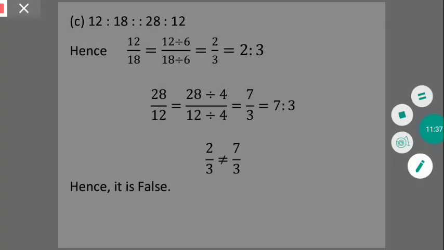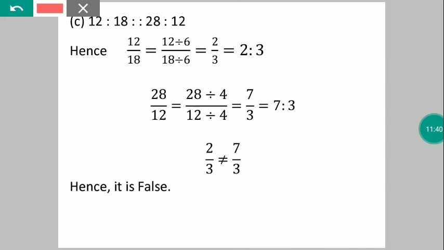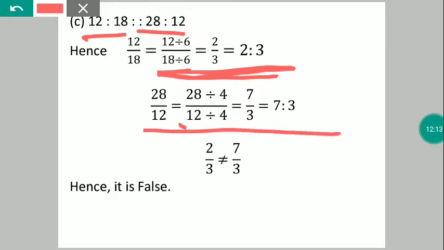Now C, 12:18 proportion to 28:12. So the ratio of the first two quantities 12:18, so 12 upon 18, divide numerator and denominator by the highest common factor of 12 and 18, that is 6. So 12 divided by 6, 18 divided by 6, which is equal to 2 by 3. So the ratio is 2:3. Now the ratio of the third and fourth quantity, 28 divided by 12, divide numerator and denominator by 4. So 28 divided by 4 upon 12 divided by 4, which is equal to 7 by 3.